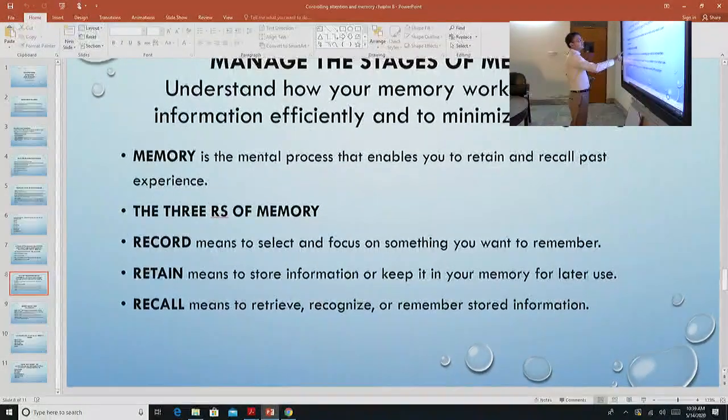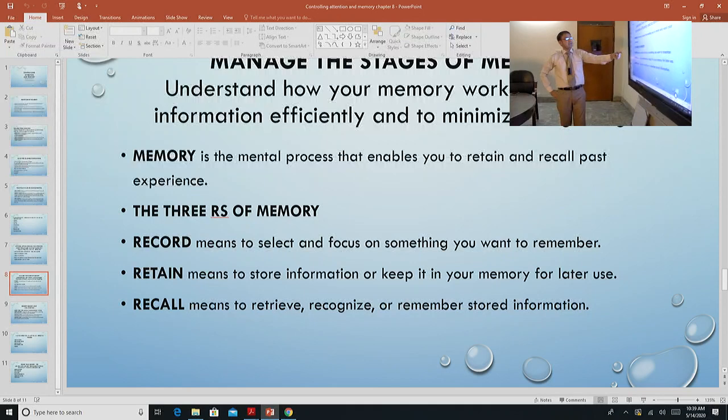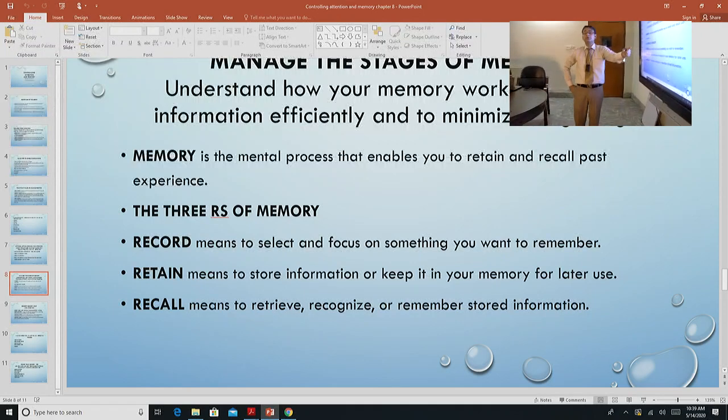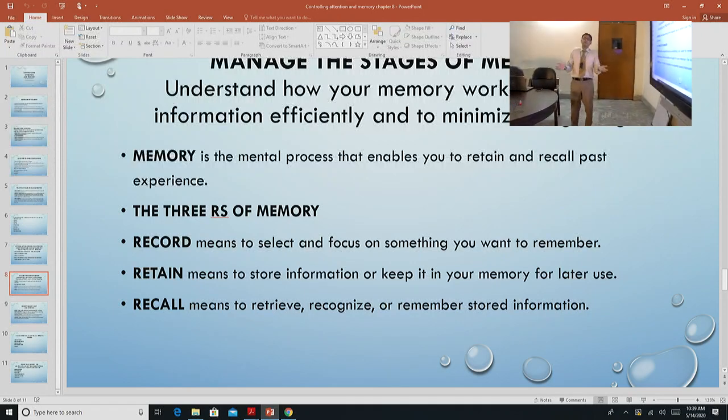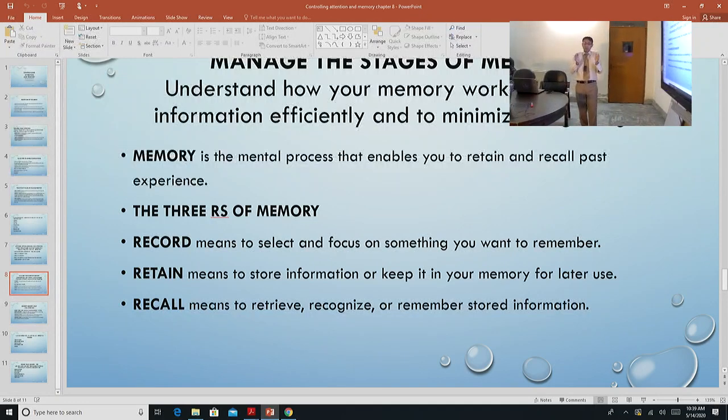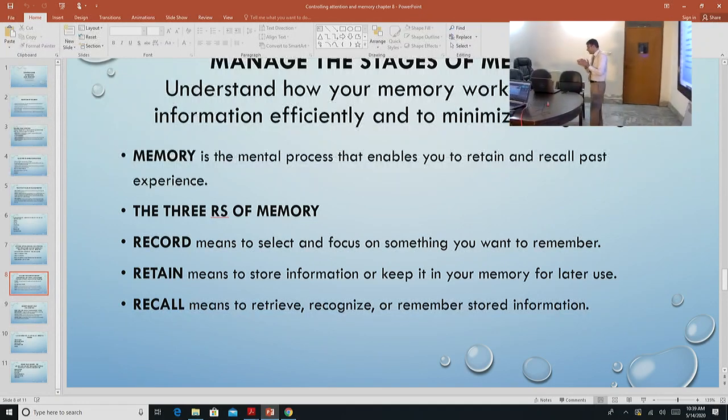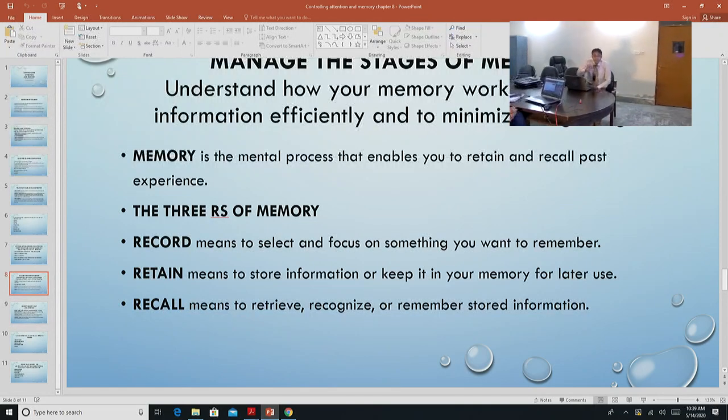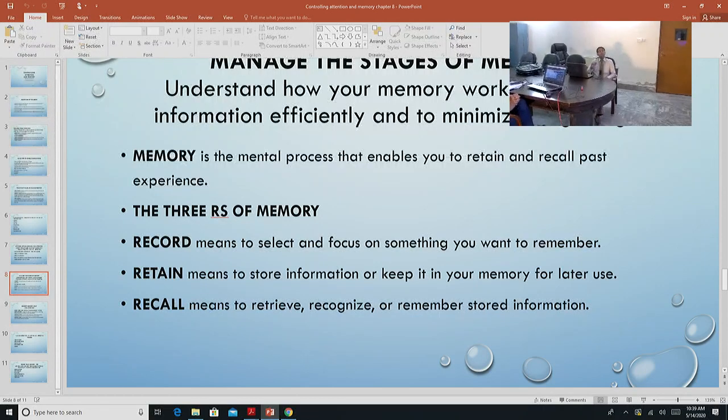So the 3 R's of memory: record means to select and focus on something you want to remember. You do not need to remember everything. You need to remember selective things, only those things which are very important to you. So record only those things with the help of the senses that Allah Almighty has given to you.